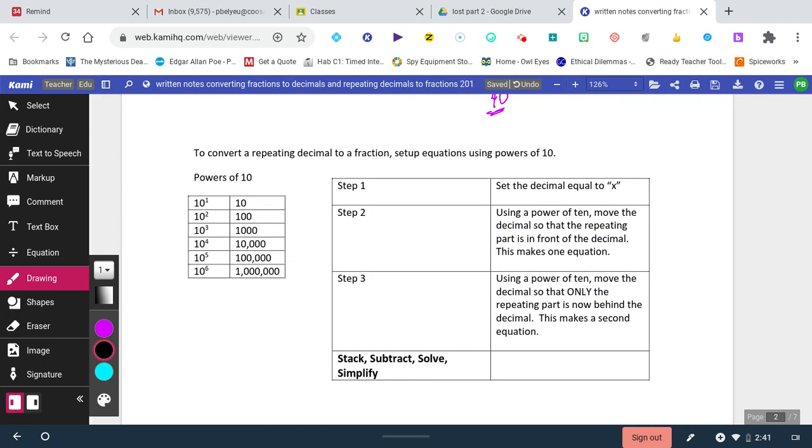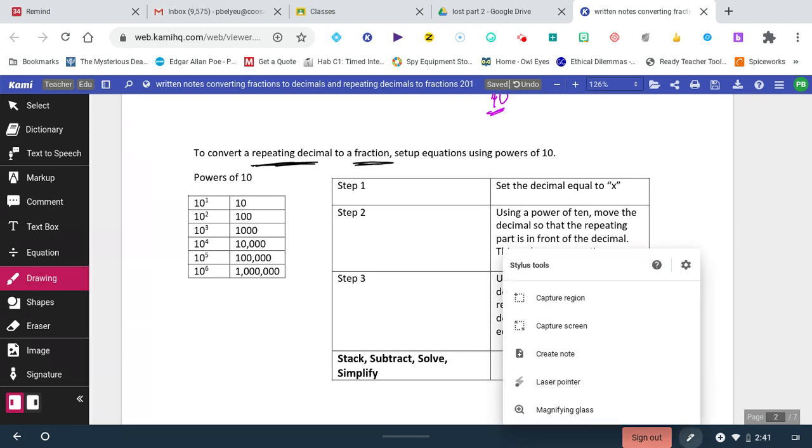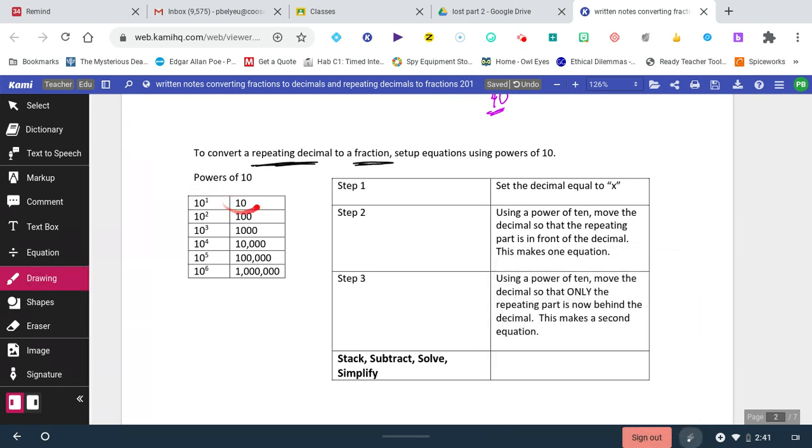When we get to this, it's going to be repeating decimals to a fraction. It's not right the way you read it. So let's talk about powers of 10. 10 to the first power, I'm right here in this chart. 10 to the first power is just 10.